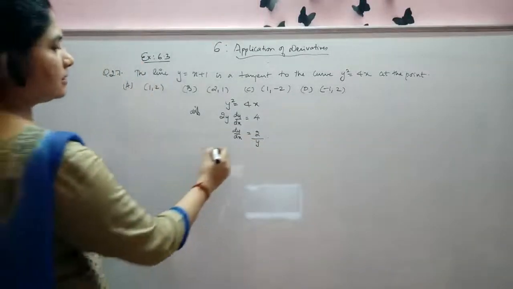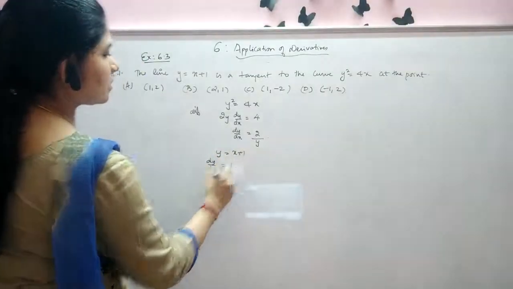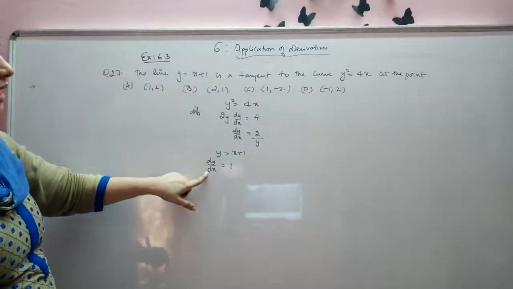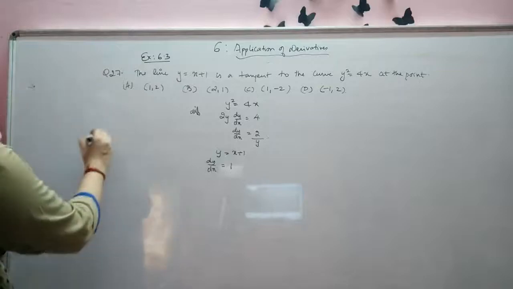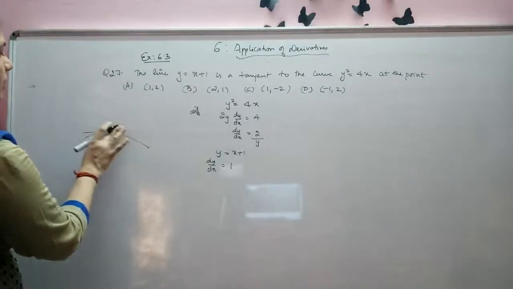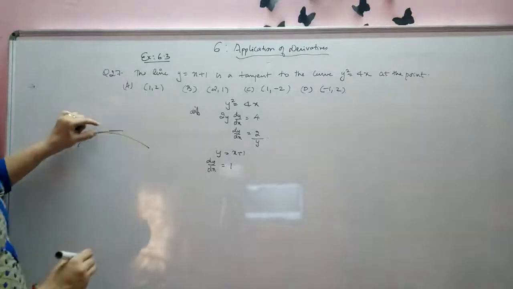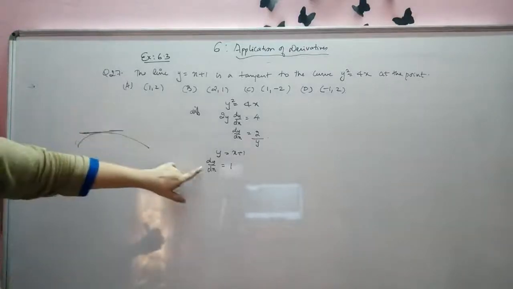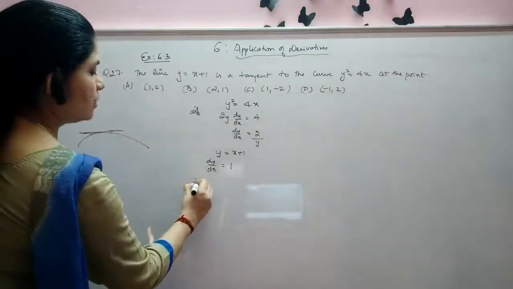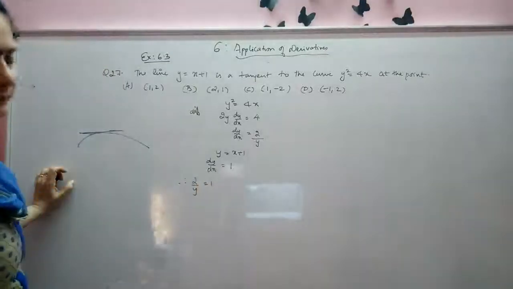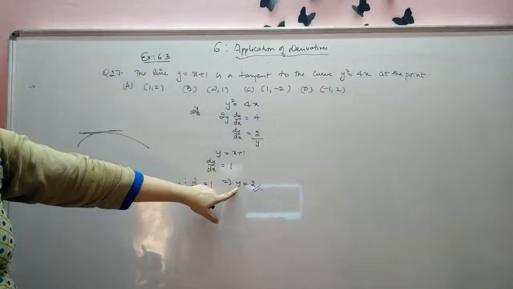Now again the line is y equal to x plus 1, its derivative is 1, so you can just equate them because both of them are touching at some point. The curve and the line are touching at some point that you need to find out, right? That is the point of intersection of these two. So their slopes can be equated, right? So you will get 2 by y is equal to 1 or y is equal to 2.